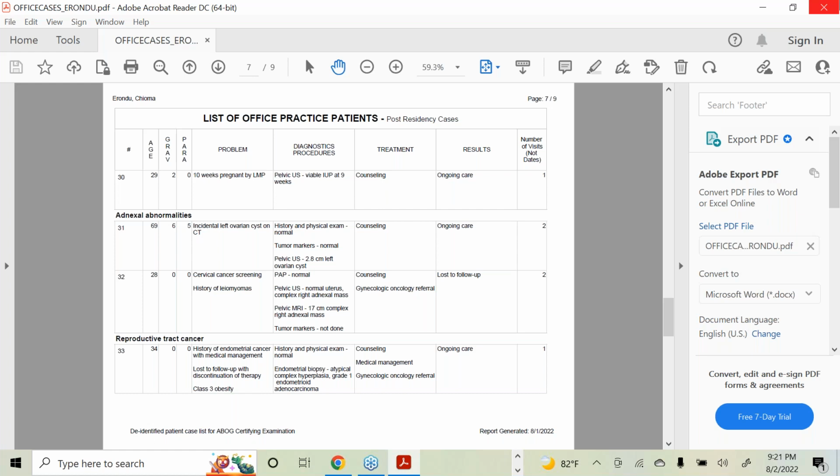Which would you say? Sorry, what did you say? Epithelial, given... Epithelial. So it'd be, yes, so it'd be cystadenoma.